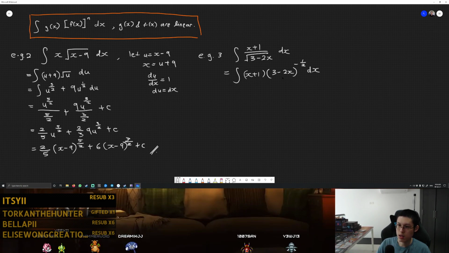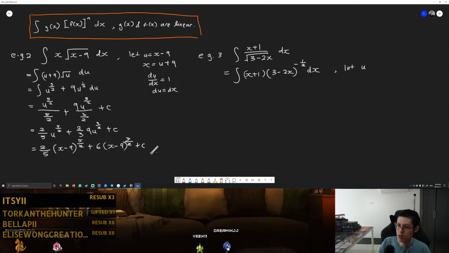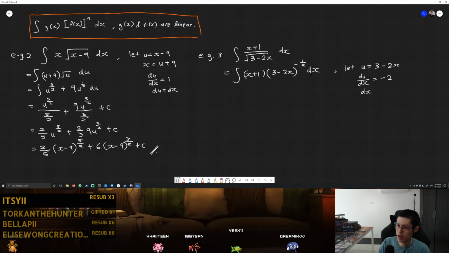And if you see, this is actually two linear functions, like that. So you can actually just substitute u with the expression in the bracket. And you're going to try to make x the subject here. But before that, let me just differentiate this. You get negative 2, which means dx is equal to negative 1/2 du. All right. And then we're going to try to make x the subject, which is going to give us (3 minus u) over 2. There we go.